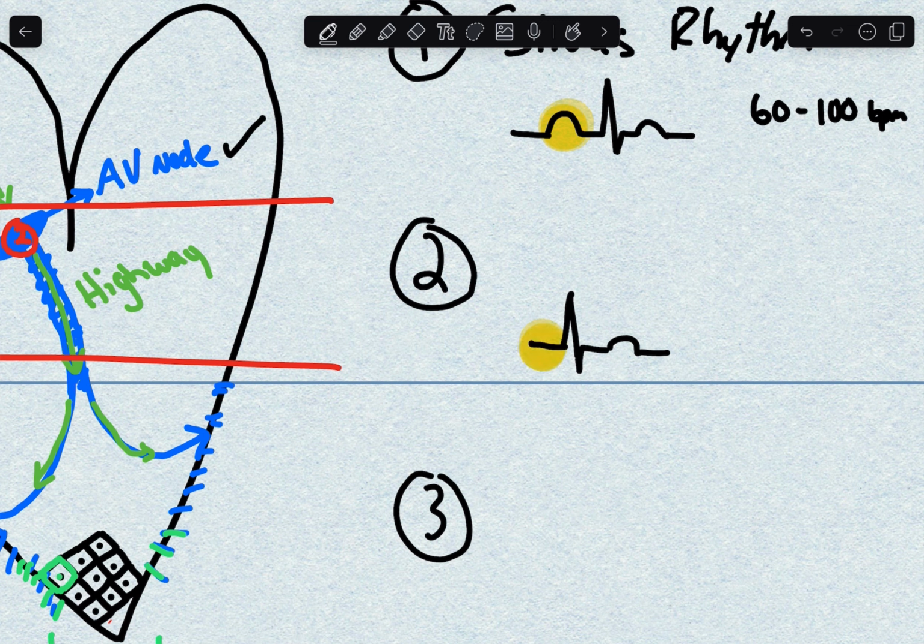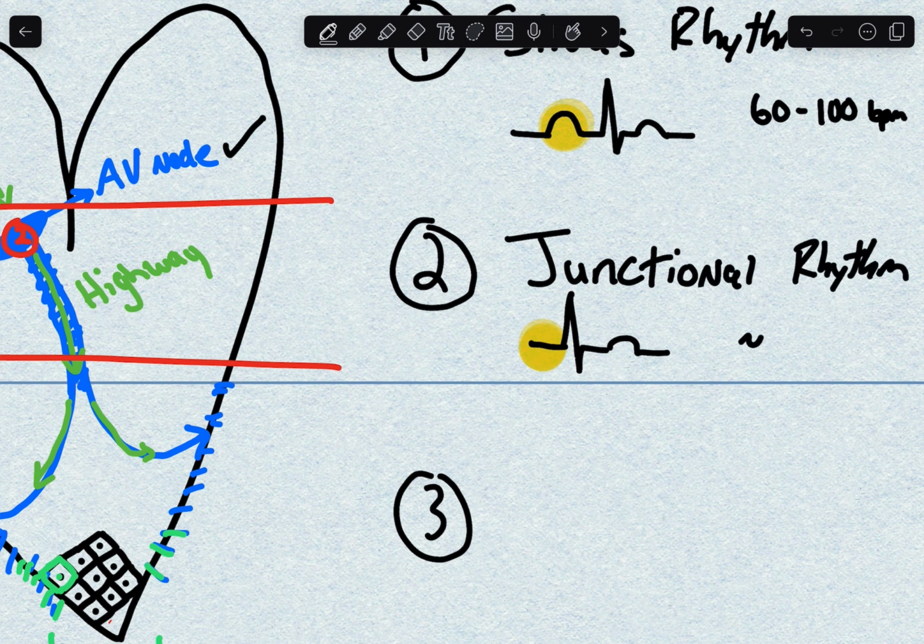This is because, as we remember, time is on the x-axis. We are still utilizing the highways, but traffic has slowed us down to a rate of about 40 to 60 beats per minute in this termed junctional rhythm.